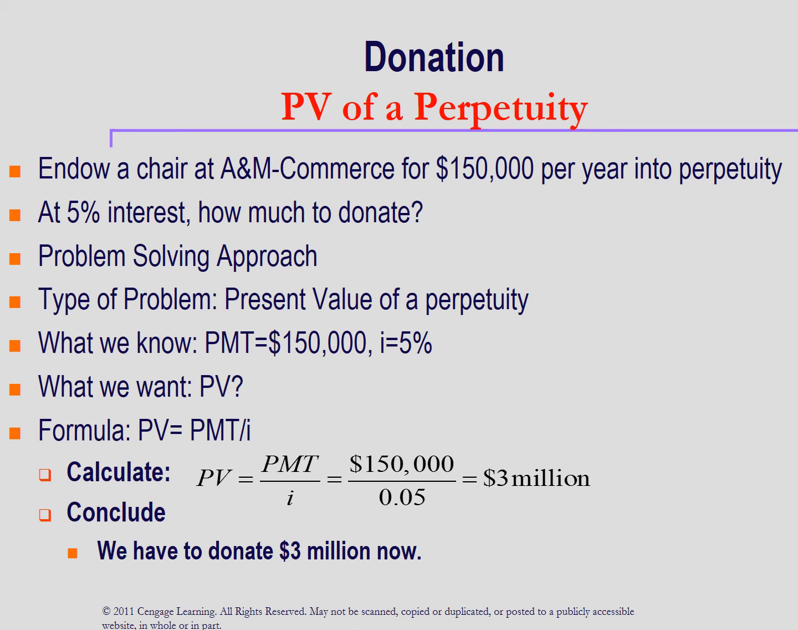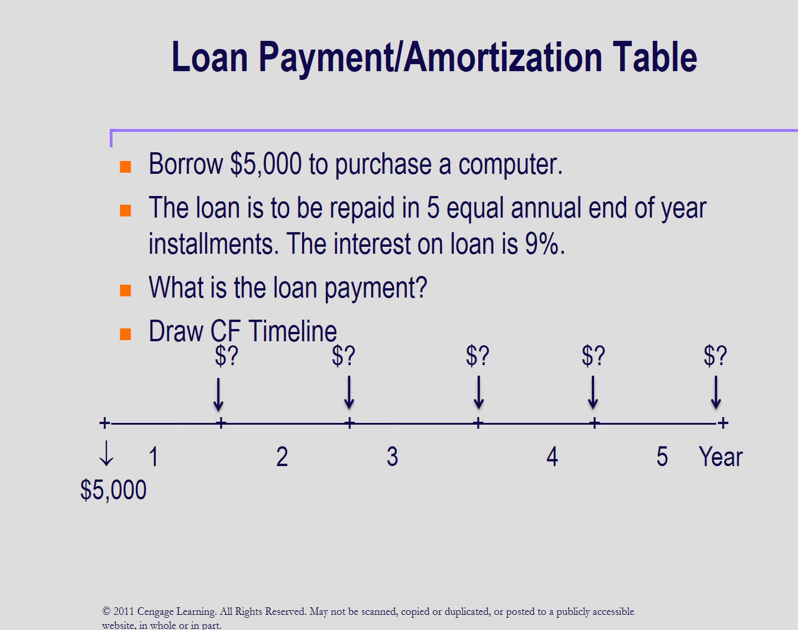The equal cash flow for this problem is $150,000. Interest rate is 5%. You borrow $5,000 to purchase a computer. The loan is to be repaid in 5 equal annual end-of-year installments. The interest on the loan is 9%. What is the loan payment?